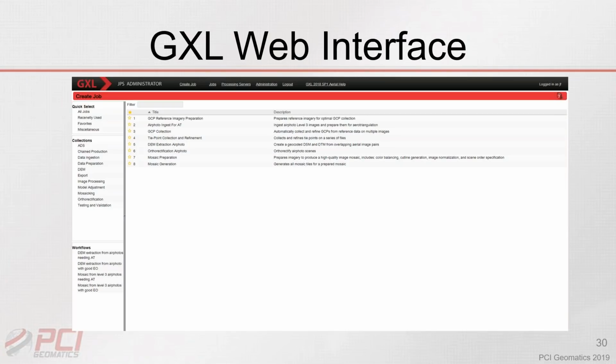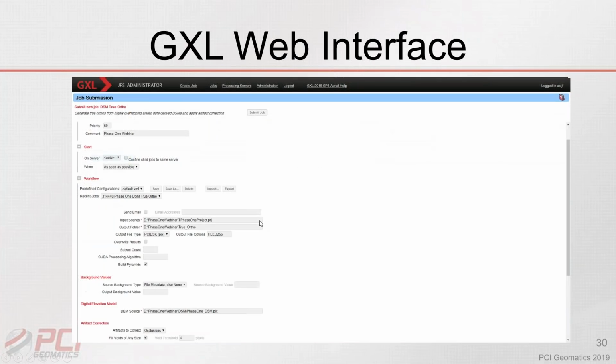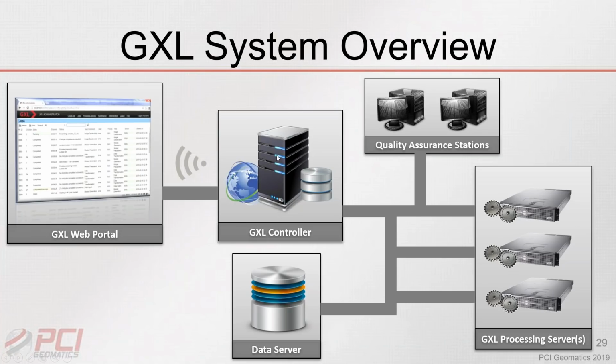This is just another kind of screenshot of what the GXL Web Interface looks like. You can see that essentially it's a series of different types of, we call them jobs basically. Because it's very workflow centric, you essentially point to an input folder where your data resides. You point to an output folder where you would like to have output products created. And then you set a few parameters and you submit the job. Once you submit the job, what the software does is it goes and looks for which processing servers are available to take that particular piece of work and process the data and generate the output.